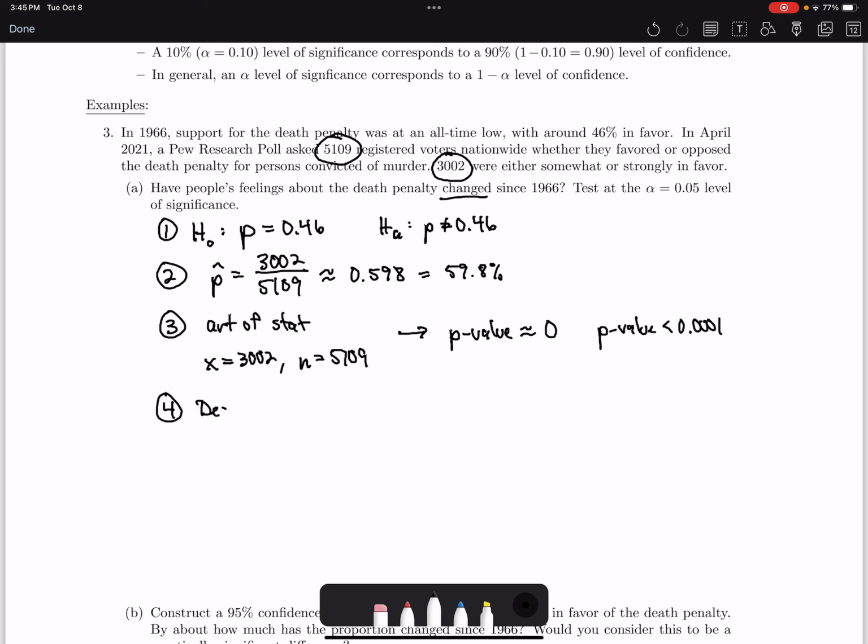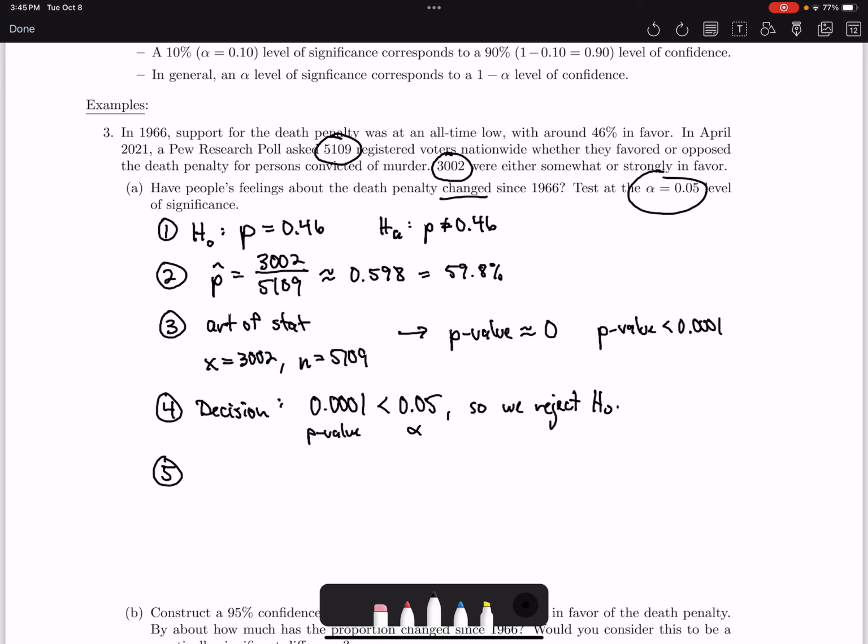So step 4 is to make a decision. We compare the p-value to alpha. Alpha in this case was 0.05. So we would say 0.0001 is less than 0.05, right? This is our p-value, or rather our p-value is even smaller than that, and this is alpha. So our p-value is less than alpha, so we reject H null.